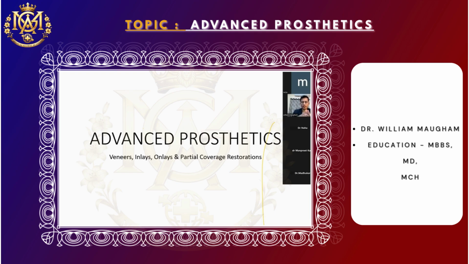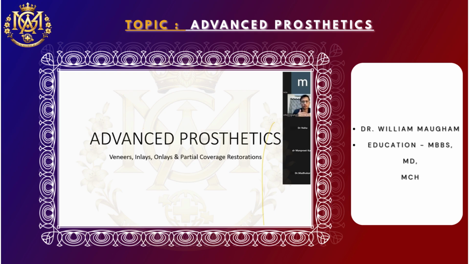In our previous class, we discussed the full coverage restoration, the full coverage crown. This full coverage crown needs a huge amount of tooth preparation. You have to prepare the tooth occlusally, proximally, buccally and lingually. That means your axial preparation, you have to give a proper finish line. So this needs a meticulous amount of tooth structure reduction.